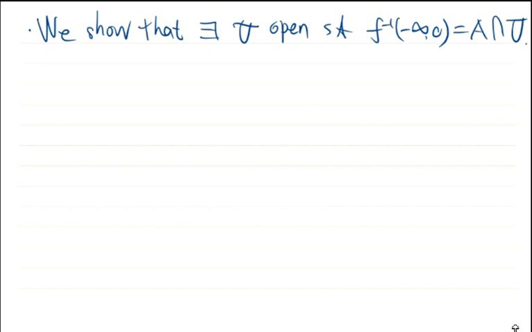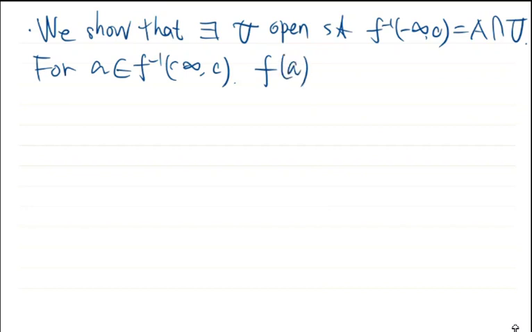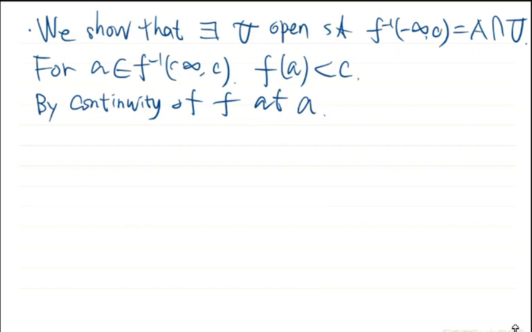So for every point in this pre-image, by the definition of this pre-image, we see f(a) is less than c. So f(a) is less than c, using the continuity of f at this point a. What does this mean?